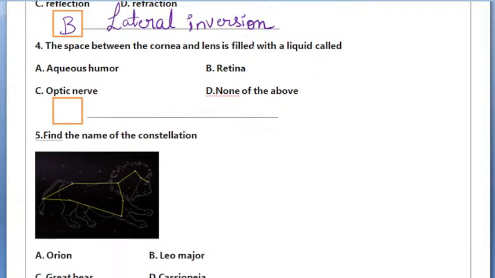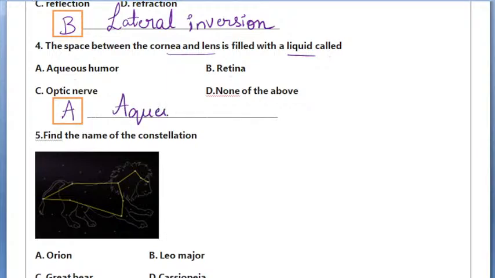The next question is: the space between the cornea and lens is filled with a liquid called what? What kind of liquid fills the space between the cornea and lens? The options are A, aqueous humor, B, retina, C, optic nerve, D, none of the above. The right answer has again been given by one of the students. It is option A, aqueous humor.